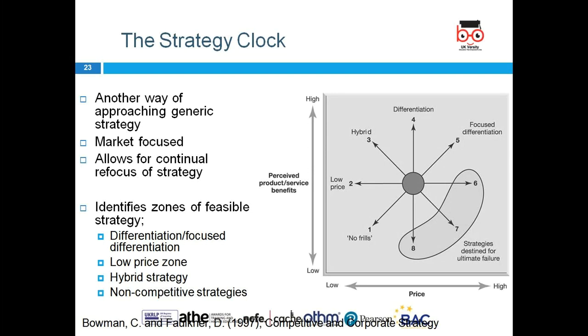So this is the picture we need to understand, and this is given by Bowman. Okay, so we can apply it: identify the zone, feasible strategy, differentiation, focus, low price zone, hybrid strategy, and non-competitive strategy. Any question? No.